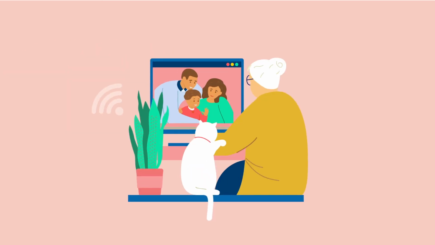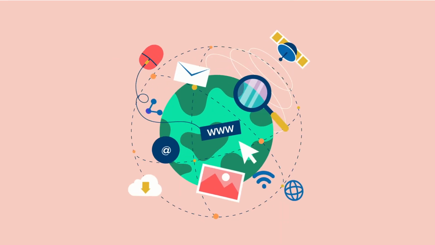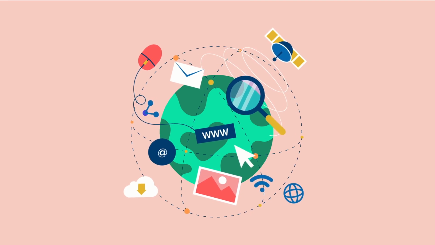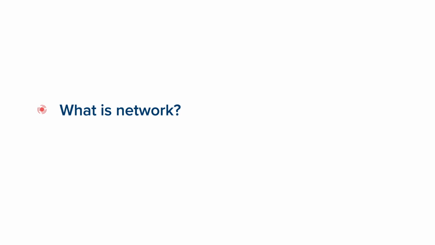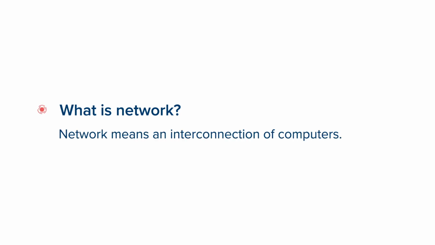The internet is something that helps us to connect with family, friends, and enables us to do plenty of other things online. Before we proceed to understand more about the term internet, let us first understand another associated term, network. Network, in simplest words, means an interconnection of computers. A network facilitates computers to communicate with each other if the computers are part of the same network.